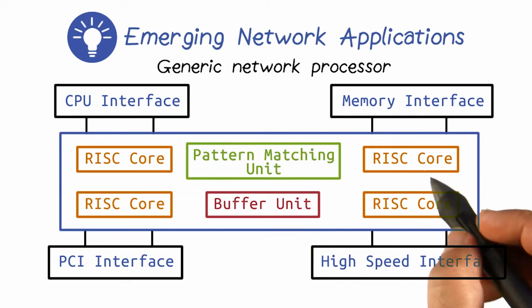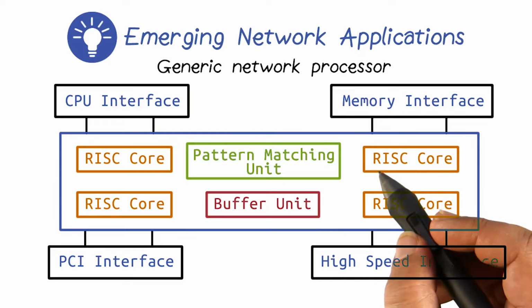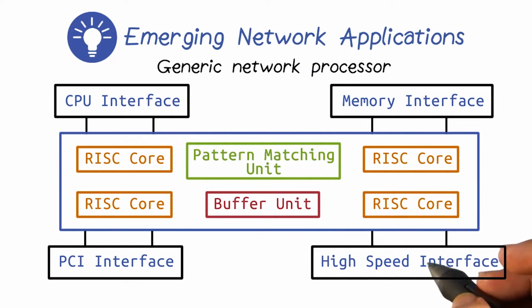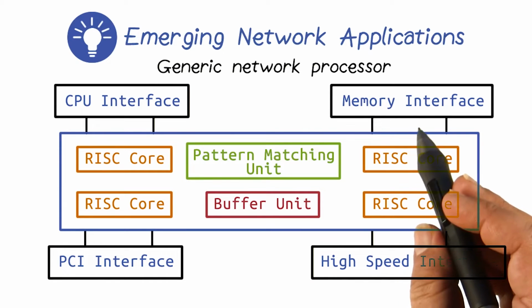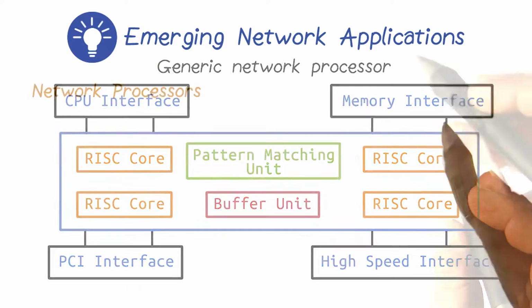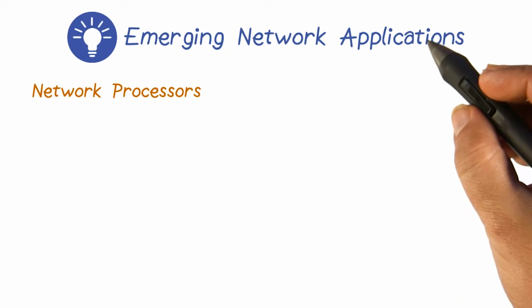And then we have a multitude of RISC processors. We carry out the processing that we write in terms of applications. We have a high-speed network interface to get all the packets in, and we store the intermediate values and results into the memory.